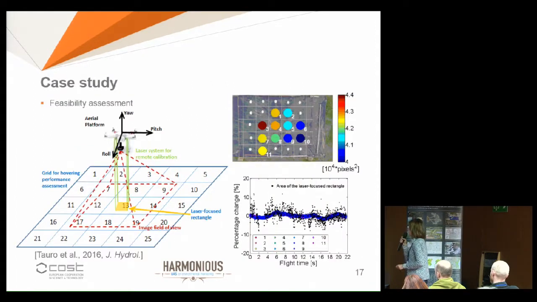Okay. So I've applied this methodology in a number of environments. Before going on site, I did an outdoor feasibility assessment where I hovered the platform above a large-scale grid, and I evaluated how much the field of view was changing. And it turned out that these changes were compatible with the surface flow measurements we are going to get from actual experiments.